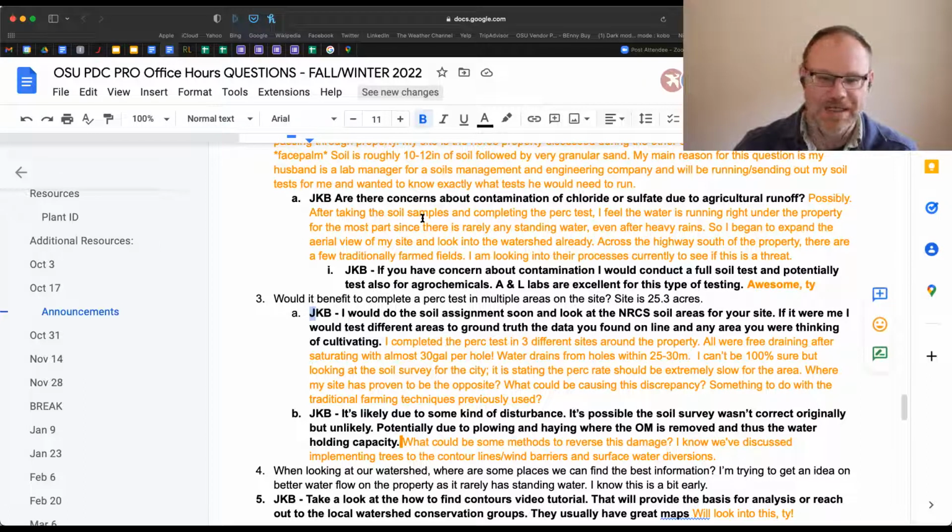Can't be 100% sure, but looking at the soil survey for the city, it stated the perc rate should be extremely slow for the area, where my site is proven to be quite the opposite. What could be causing this discrepancy? Something to do with the traditional farming methods.